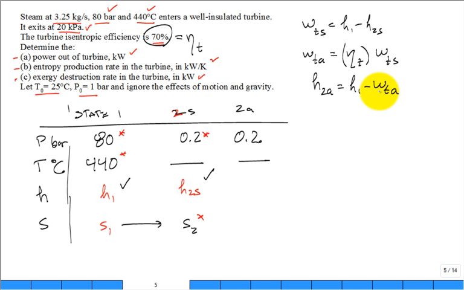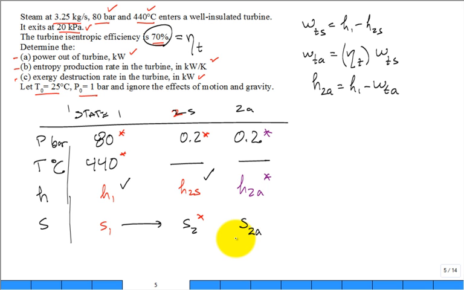Music to your ears. Good. And so now we can get H2A. What are the two properties that fix state 2A? Enthalpy and pressure. Where before it was entropy and pressure. Little confusing, right, when you did it in thermo 1. But doable, all doable. And you can actually then get S2 actual.